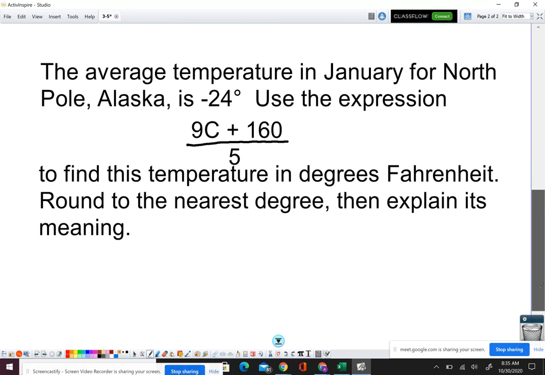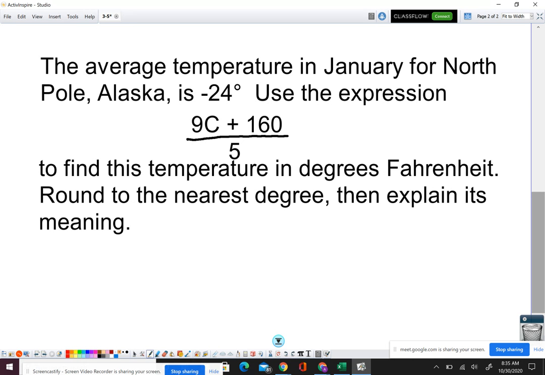And of course, story problems, right? The average temperature in January for North Pole, Alaska is a negative 24 degrees. Use this expression, 9C plus 160 divided by 5, to find the temperature in degrees Fahrenheit. So we know the Celsius degrees here, negative 24. We're going to plug that into this formula. 9 times a negative 24 plus 160, and then we're going to divide it by 5.